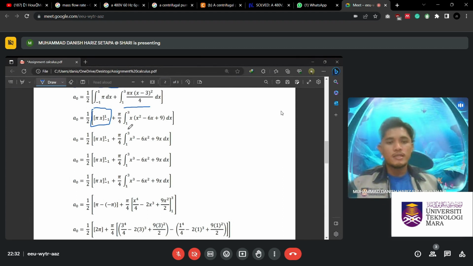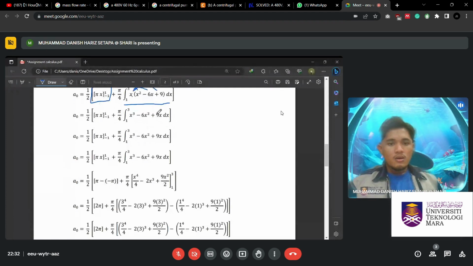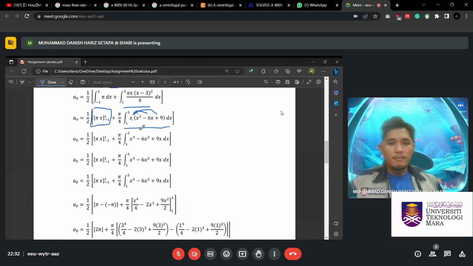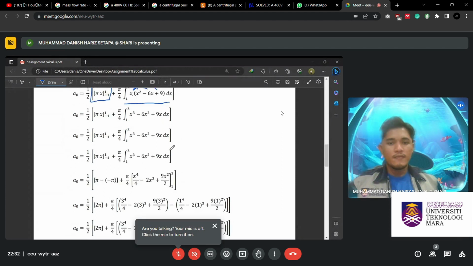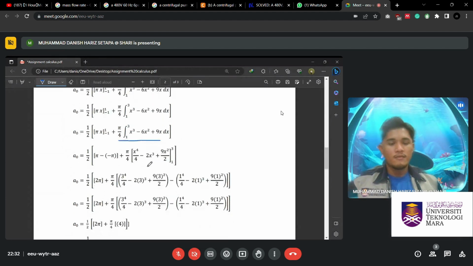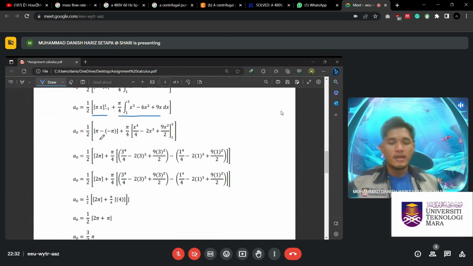So we move to integrate the second one. The second one, we move in with the power in the bracket for each. We expand the equation. So from here, we have the pi over 4. As you can see, pi over 4, we put outside to make this calculation simple. So after that, we integrate this function with respect to x for each function. So we get pi minus of -pi. From this, we can get 2 pi.